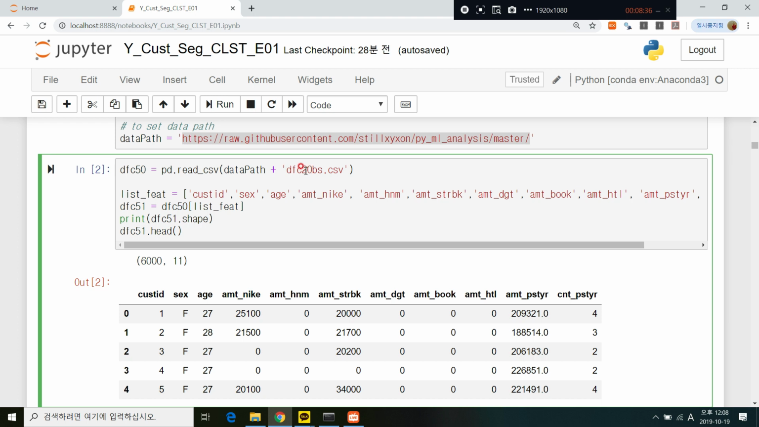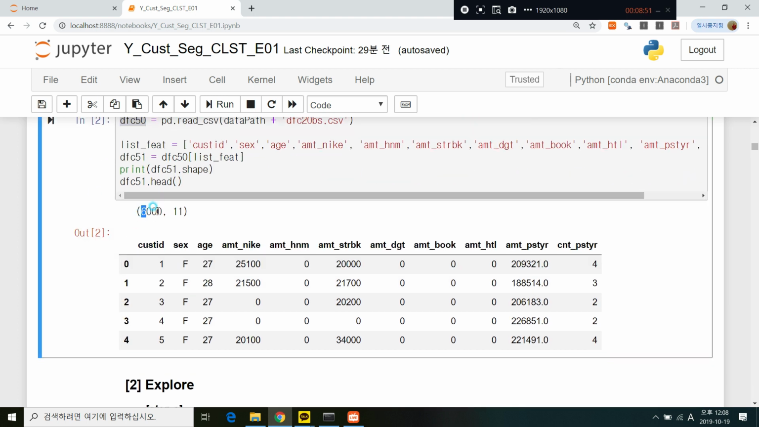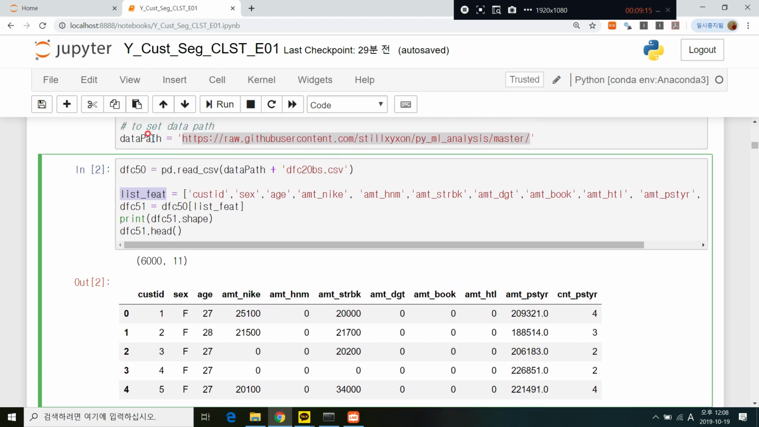The name is dfc20ds.csv, and we'll put the data into dfc50. Okay, it contains 6,000 fake customers, and we have 11 columns in here. We defined this variable to set the list of features from this data frame dfc50.